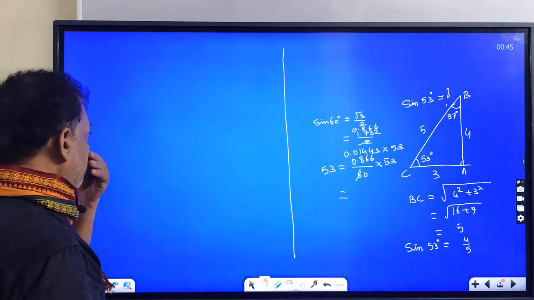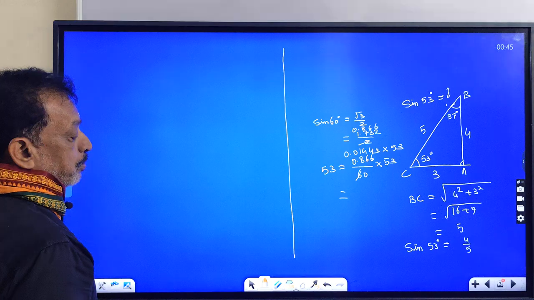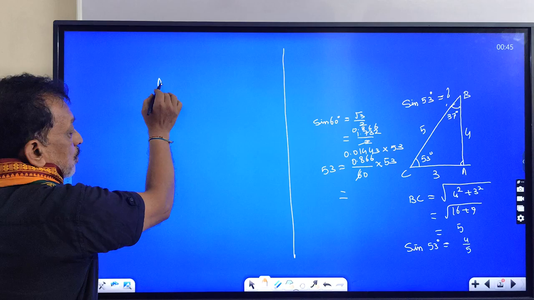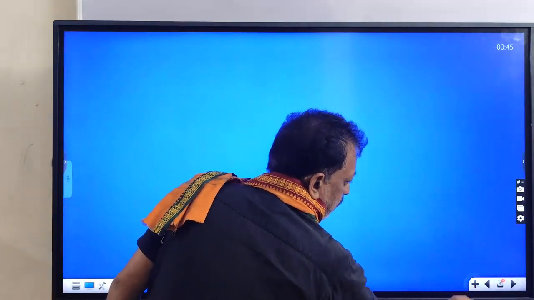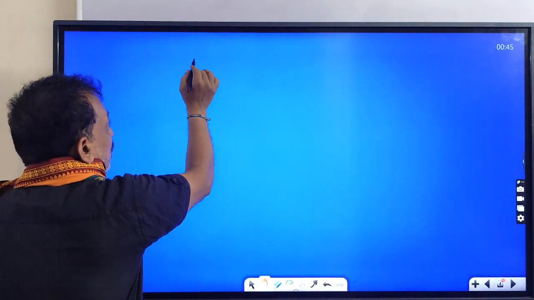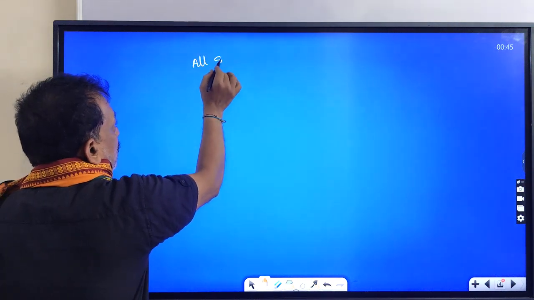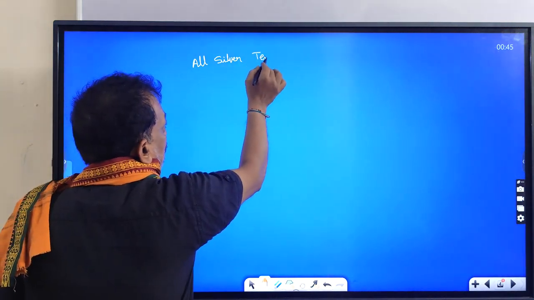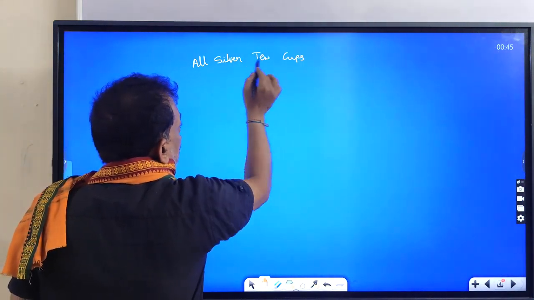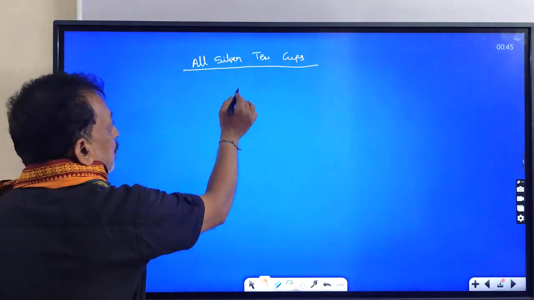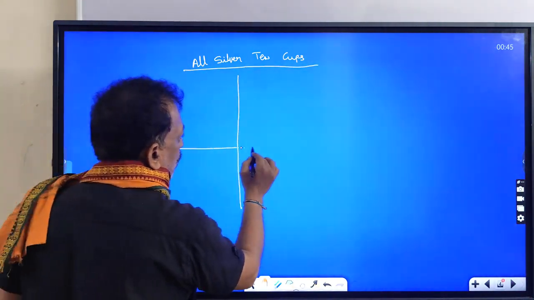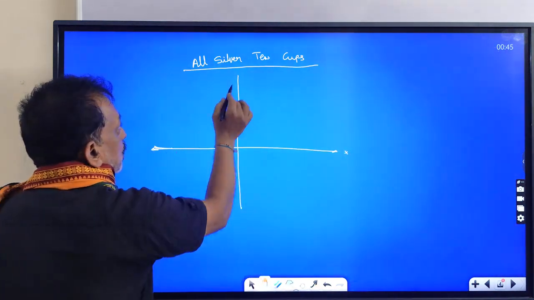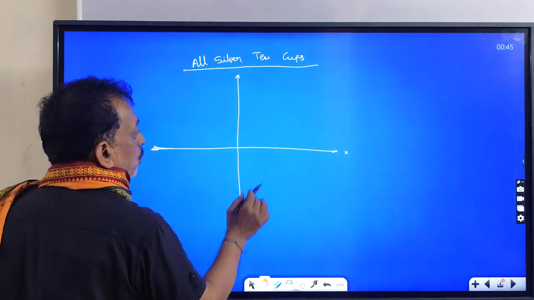Right. Next, All Silver Tea Cups. All of you know All Silver Tea Cups. You must know the All Silver Tea Cups rules. This is called the X coordinate, and this is called the Y coordinate. So you are making the four quadrants.